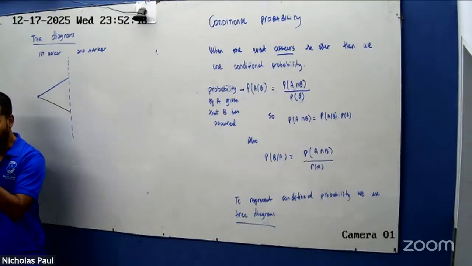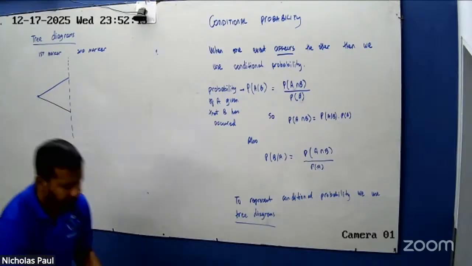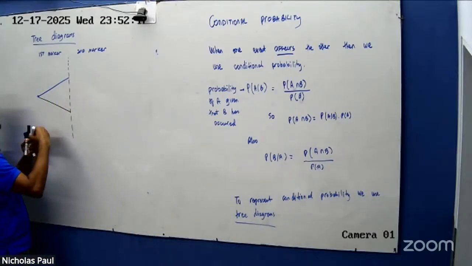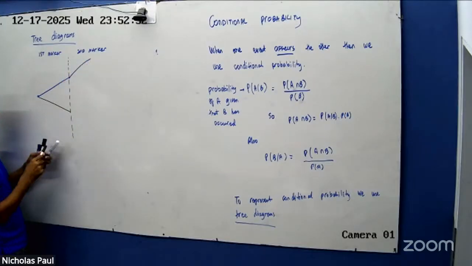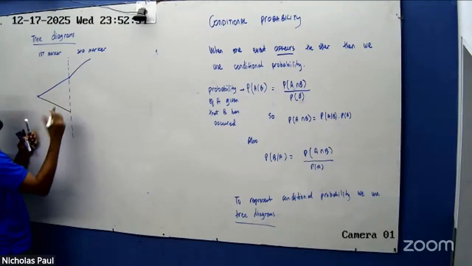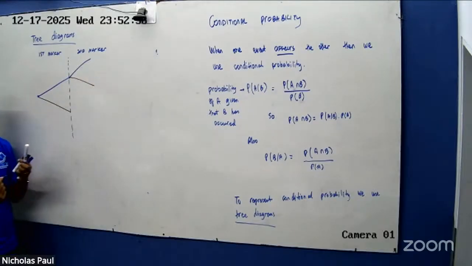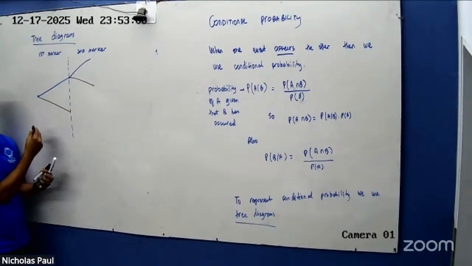Still black and blue, right? So if you choose a blue marker, I could still get a blue marker or I could get a black marker. Correct? So you see how a tree diagram works?